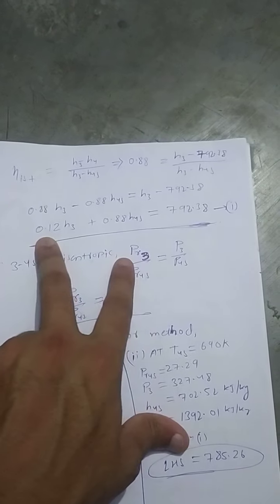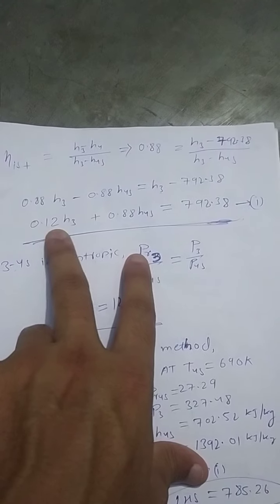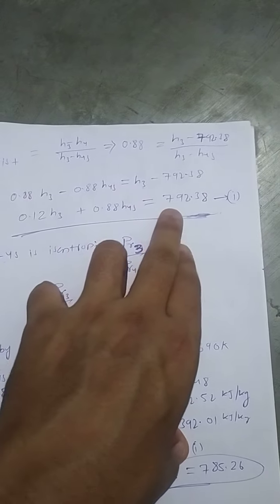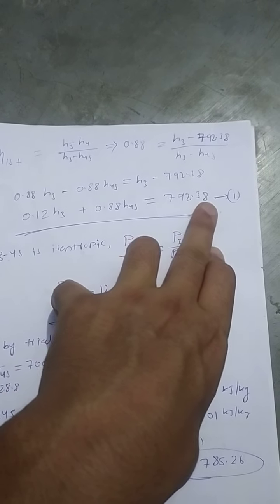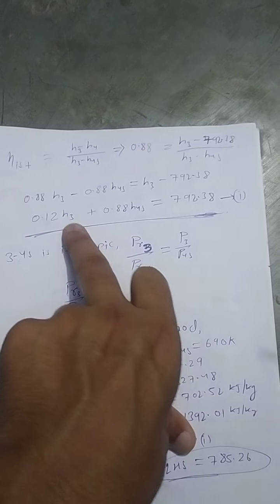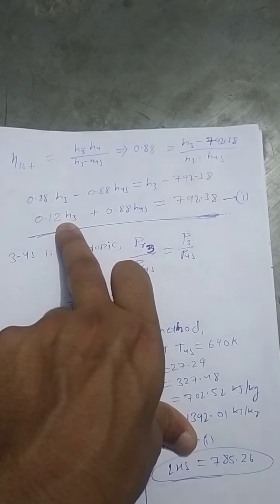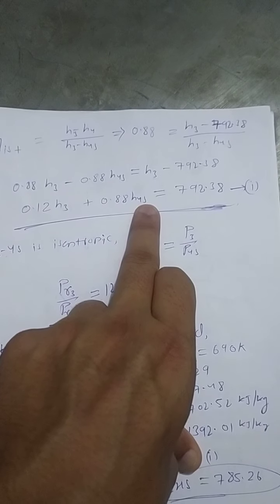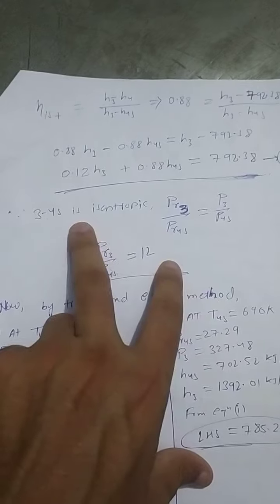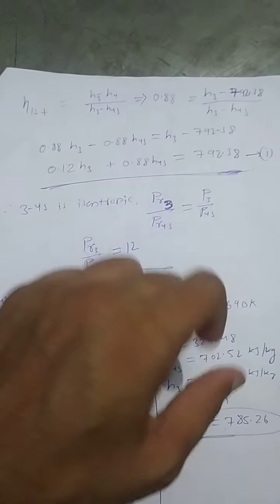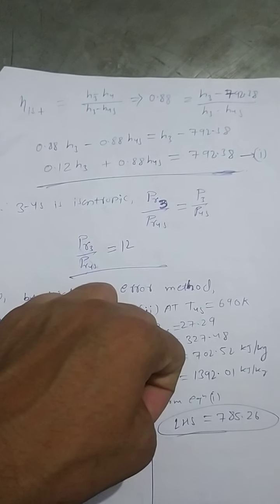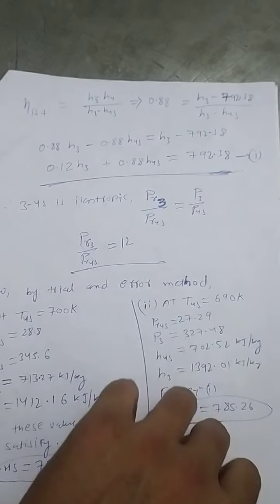Now rearranging them, we get 0.12 H3 plus 0.88 H4s is equal to 792.38. So this equation involves two unknowns, H3, the enthalpy at 3, and H4s, the enthalpy at imaginary 4s. Since the temperature at 3 and 4s is not given, we cannot directly calculate the enthalpy at 3 and 4s. We have to use some trial and error method.